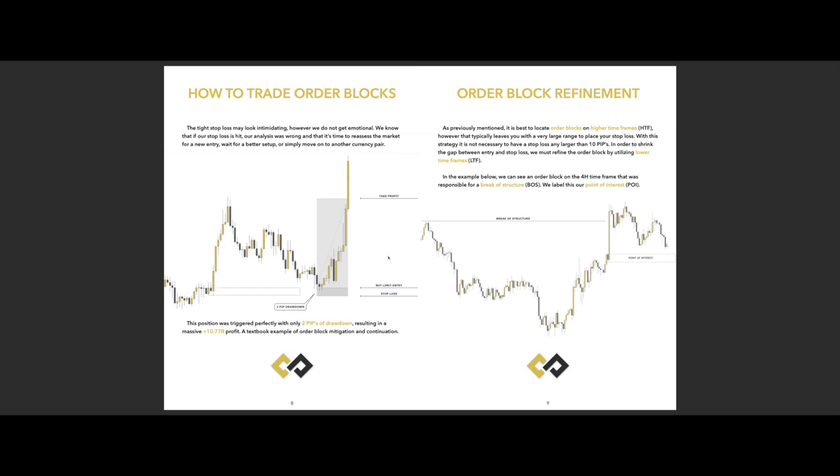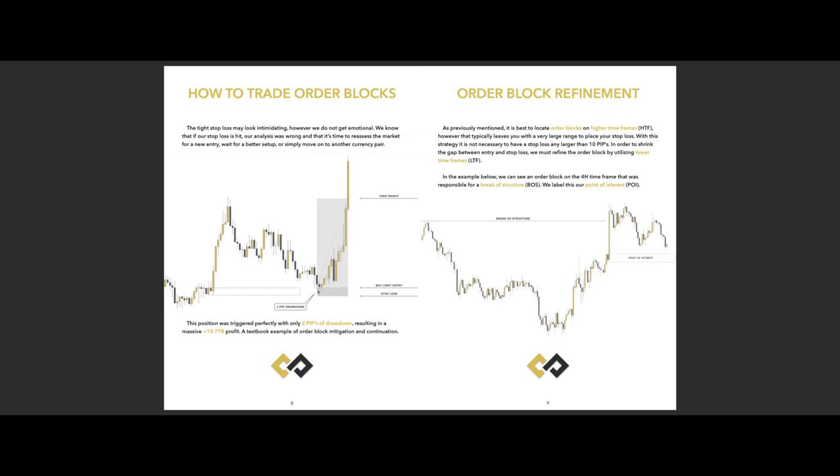Me personally, I like to locate my order blocks on the 1 hour time frame and the 15-minute time frame. The 15-minute is kind of my minimum, right? And once price reaches that order block, that's when I'll drop down to the lower time frames and look for my confirmation entries, because I don't trade these risk entries very often at all.